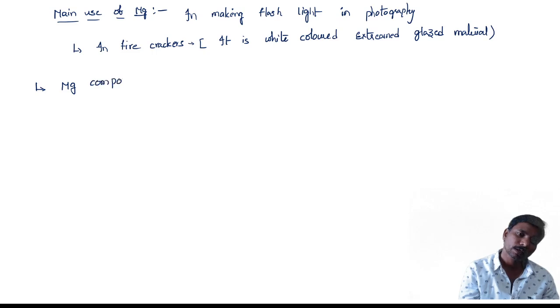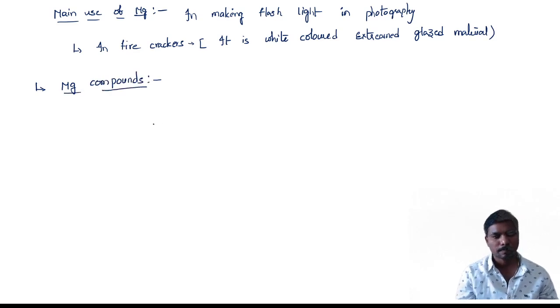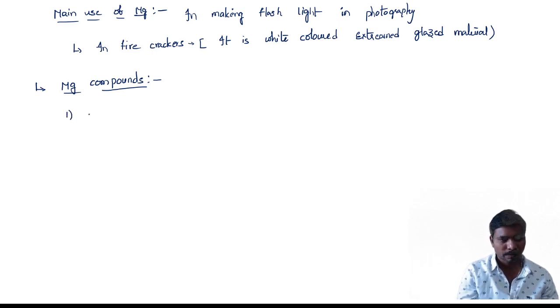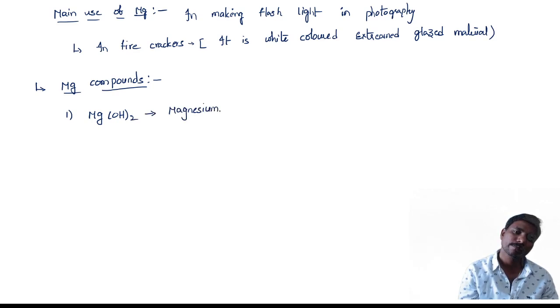Magnesium compounds. What are the important magnesium compounds we have? First one, very important, magnesium hydroxide.